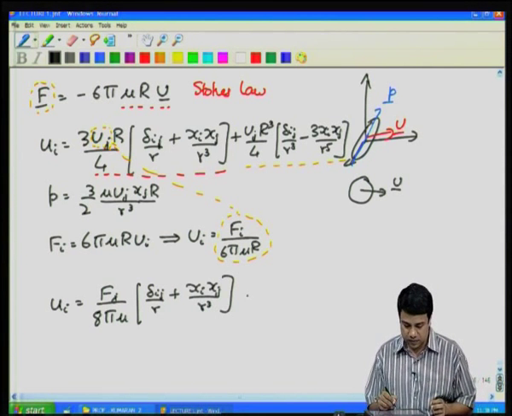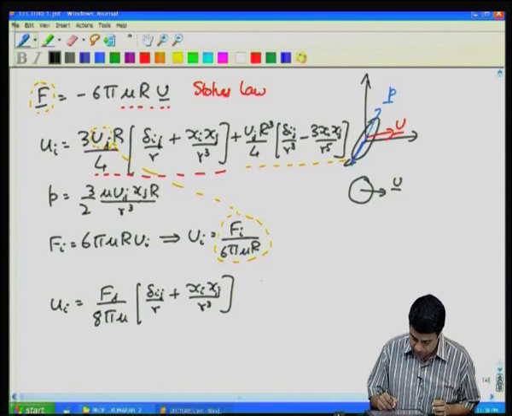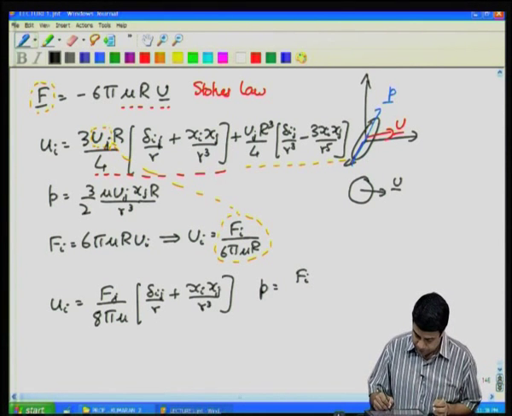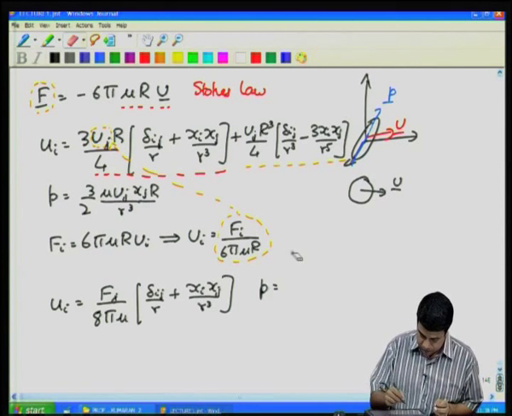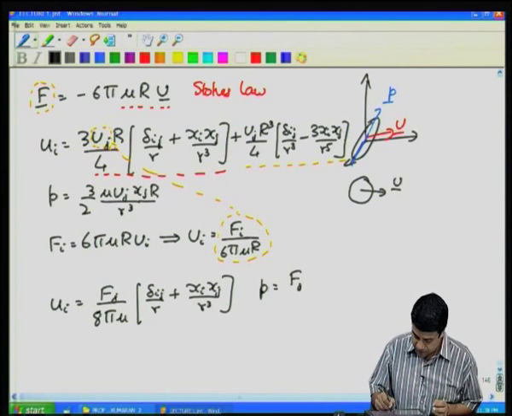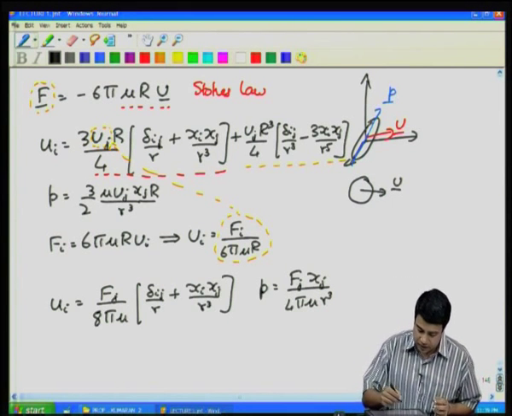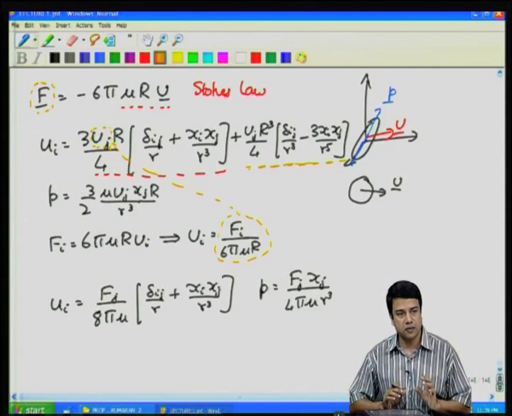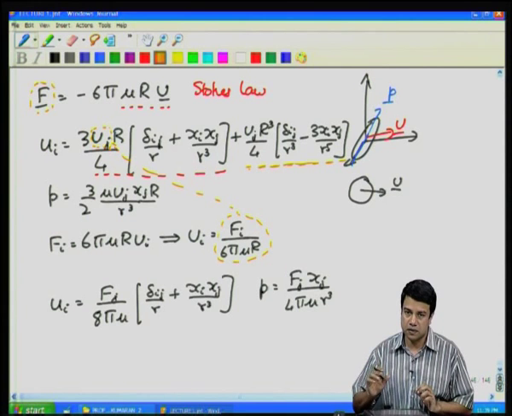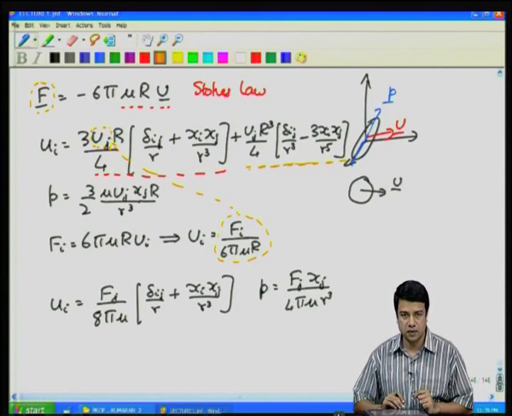If I insert this into the expression for the pressure, I will get P is equal to F_j x_j by 4 pi mu times r cubed. So, that is the expression for the pressure and the velocity. In the expression for the velocity, I have neglected the second term here, because I am assuming that we are sufficiently far away from the object. Therefore, I retain only the term proportional to 1 over r. I did not retain the term proportional to 1 over r cubed.